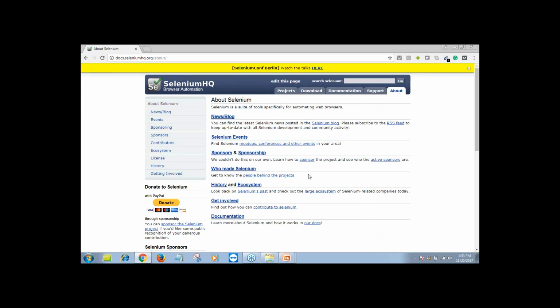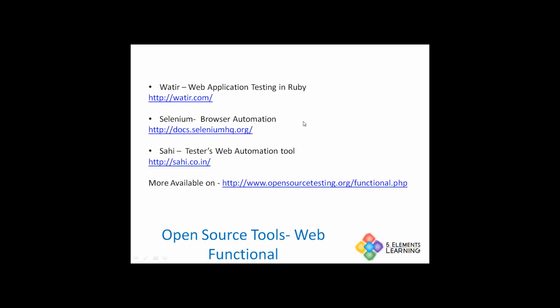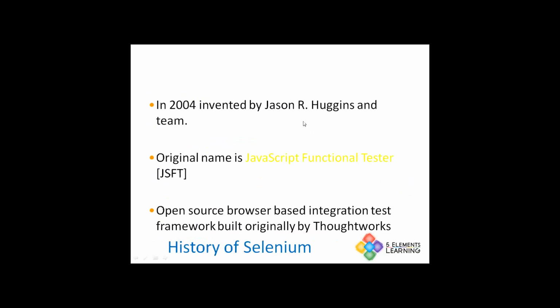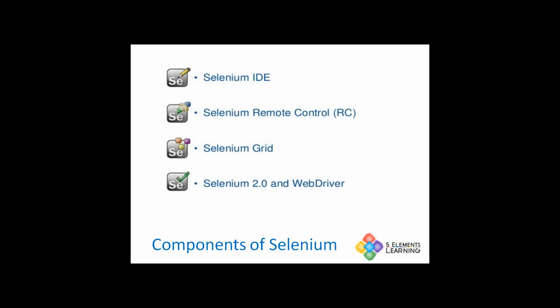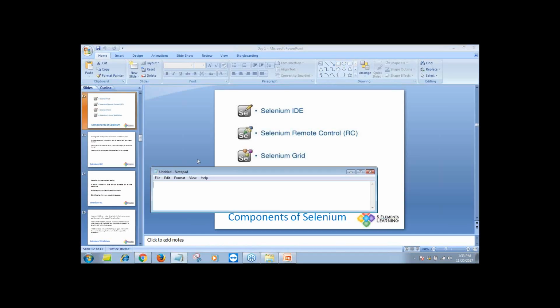And the about section. Now, it was invented in the year 2004 by Mr. Jason R. Huggins. It is released using the license Apache 2.0, which is a free license version. Now the components of Selenium which are available to us are IDE, which is for record and playback, and it is only supported by the Firefox browser.